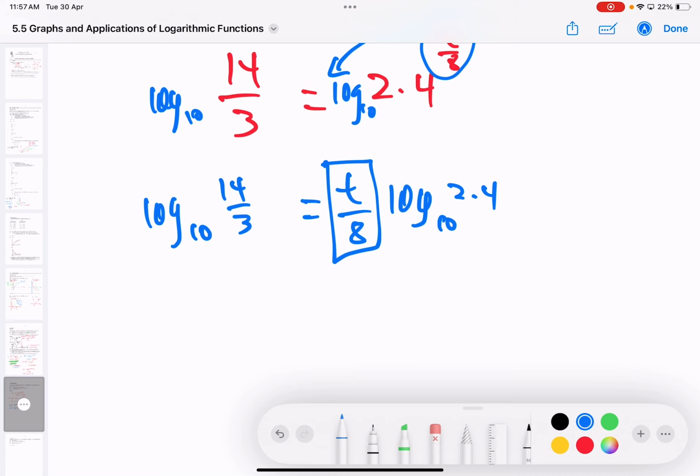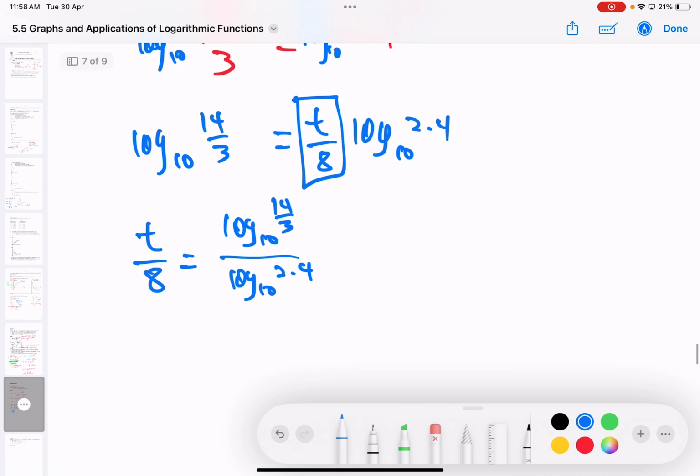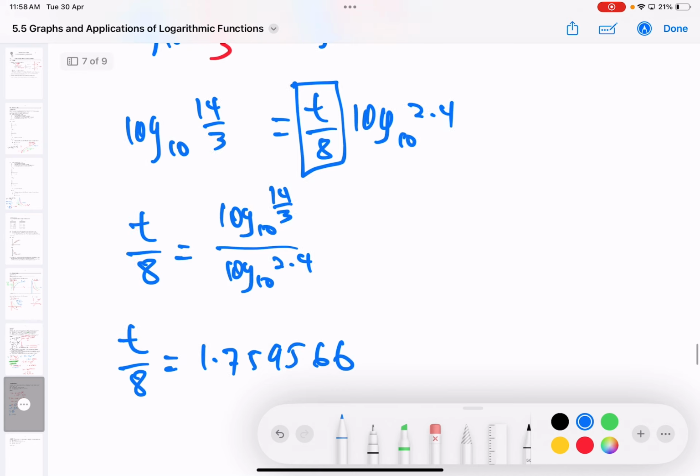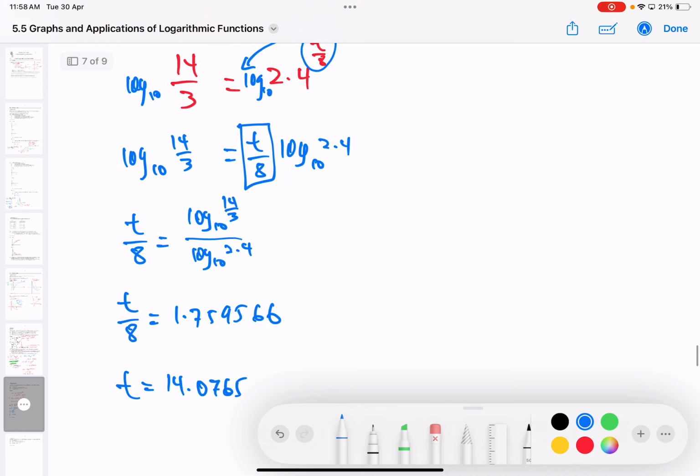So can I find what is T over 8? T over 8 is just log base 10 of 14 over 3, divided by log base 10 of 2.4. Enter this in your calculator: log of 14 divided by 3, divided by log 2.4. You should get T over 8 is 1.759566. So what is T? Times 8. 14.0765.